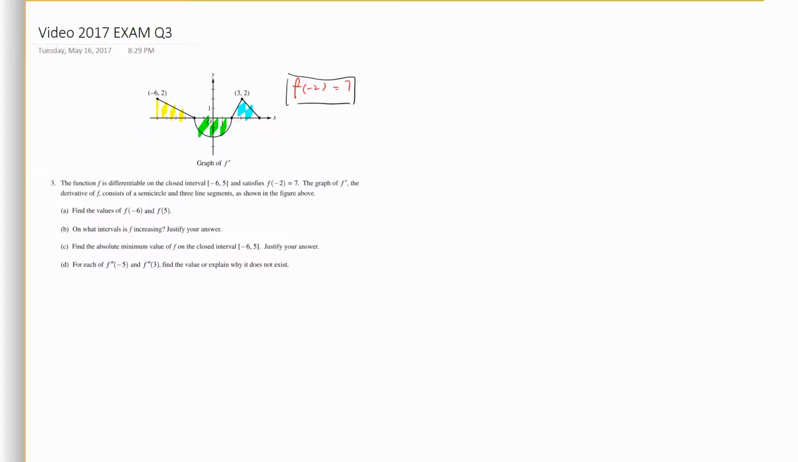This is Dirk Zhao. Today we're doing question 3 from the 2017 exam. This question shows us a graph of f prime of x on the closed interval -6 to 5. And it also tells us the key fact that f of -2 is equal to 7.